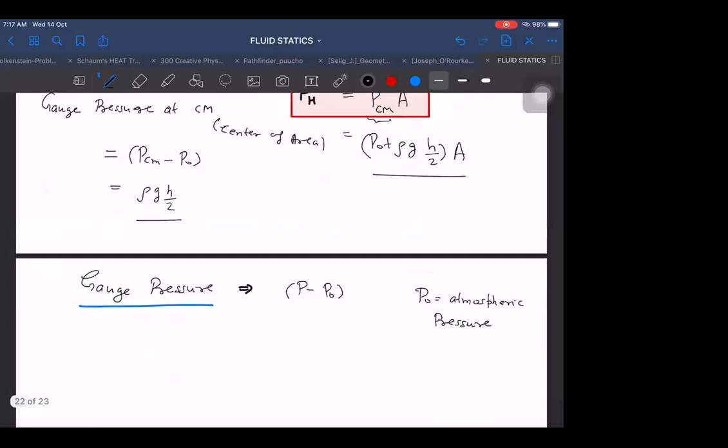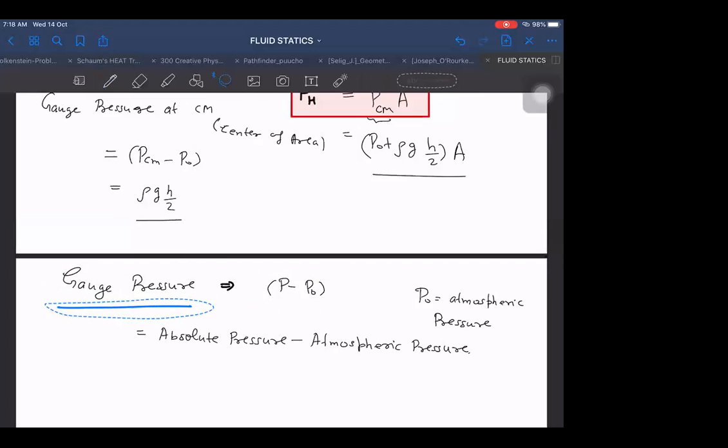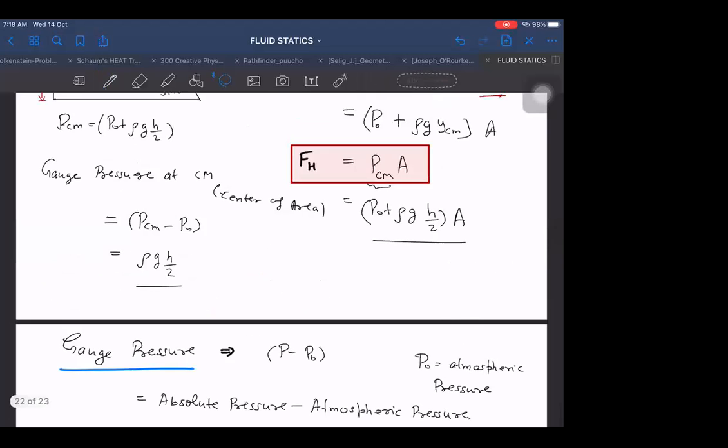So gauge pressure is equal to absolute pressure, which you already know, minus atmospheric pressure. Understood? Yes, sir. Understood, sir.